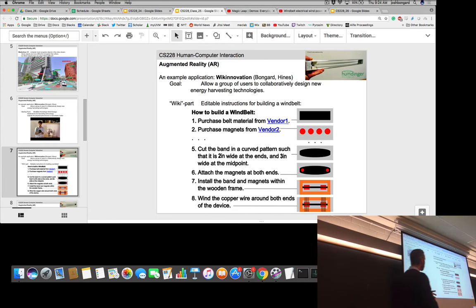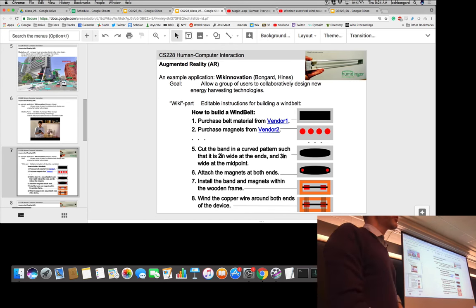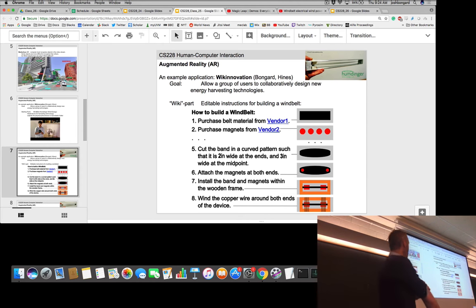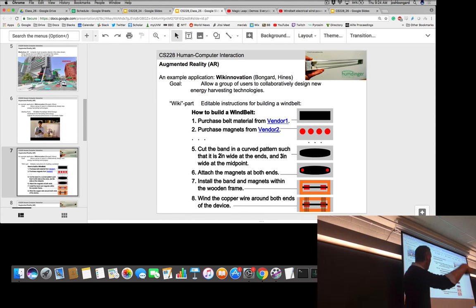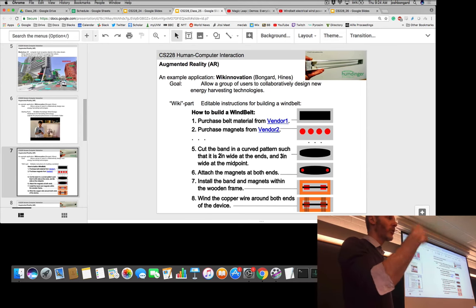So in the Wiki Innovation project, the idea would be to create a wiki, and any individual page in this wiki site is a set of instructions about how to build one of these things, how to build a wind belt. So buy some material from vendor one, or go and find a bike tire, purchase some magnets from here or whatever, and these might be local sources. And then instructions about how to cut the band, tighten it, add the magnets, wire the copper wire, coil the copper wire around either ends, and off you go.